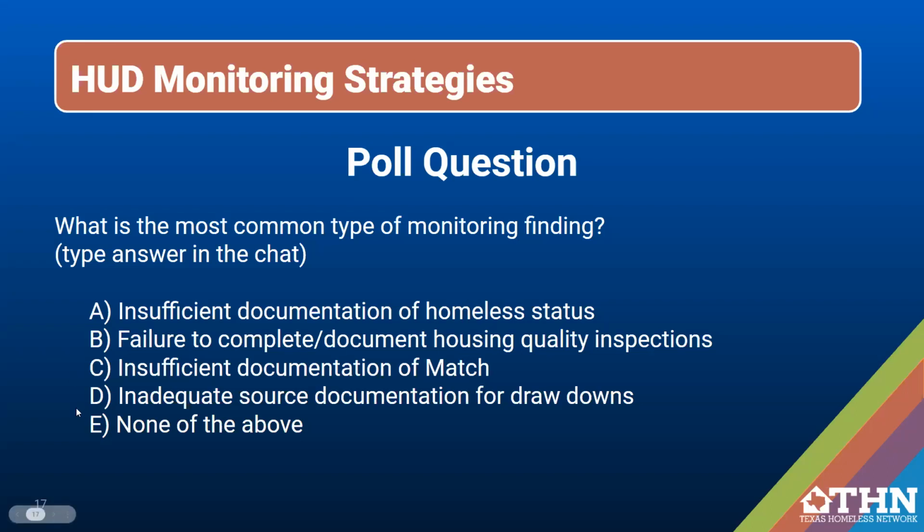And obviously we tried to make this question a little bit difficult, and all of those are fairly common monitoring findings, but one of them is maybe more common than the others. Much wider range of answers this time. So I see a lot of people responding A, a few people going with option C, and we also got a response for D. Looks like the responses are slowing down, so I guess we want to go ahead and reveal the correct answer.